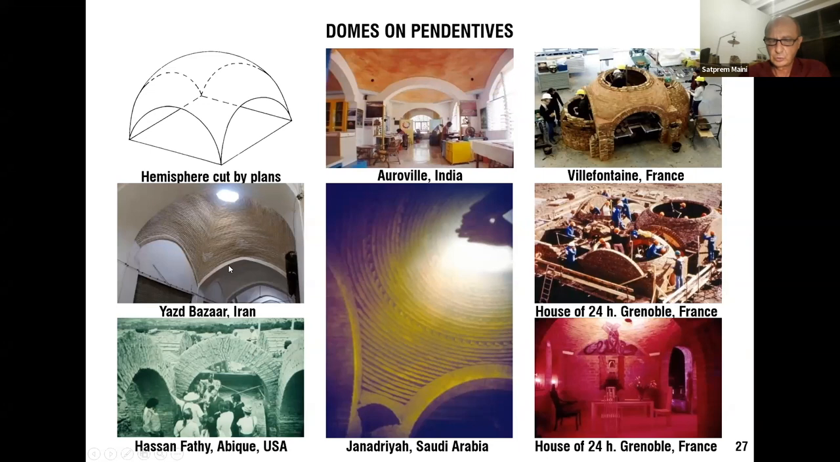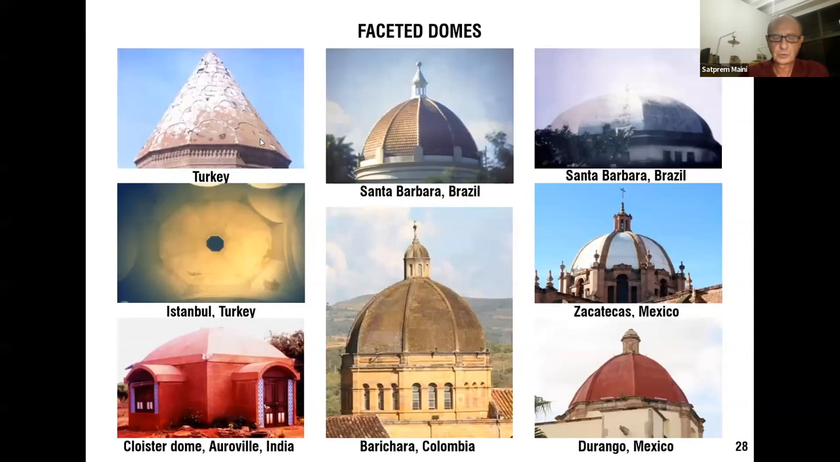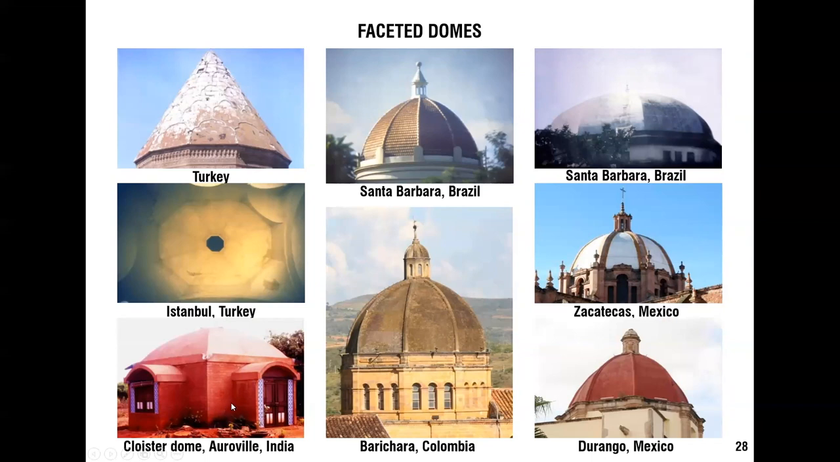Iran has very wonderful different types of domes and vaults, like these ones in the Bazaar of Yazd. Then a faceted dome. So you have a conical shape here with an octagonal shape for the dome, an octagonal shape pointed here, again an octagonal shape here. This is a bucket dome, this means bucket section, and on facets with 8 facets. This is in Auroville.